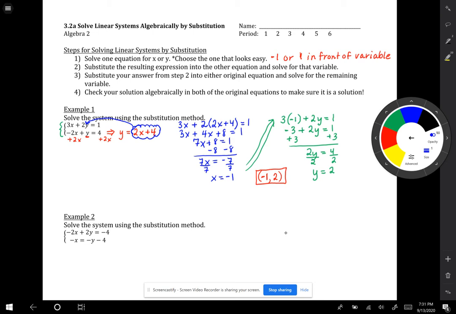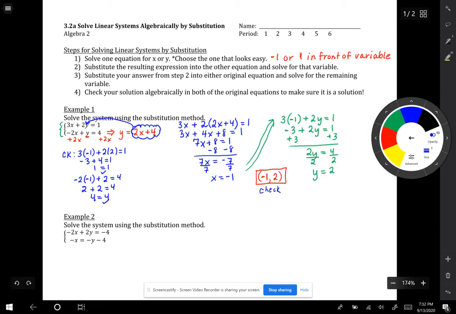So CK for check. 3 times, remember, x is -1 and y was +2. -3 plus 4 equals 1. -3 plus 4 is 1, and 1 equals 1. Okay, now let's check in the bottom equation. -2 times -1, plus 2 equals 4. Oops, negative times negative is a positive. And 4 does equal 4. They both check. That's when I should have boxed in my answer, but that's okay.